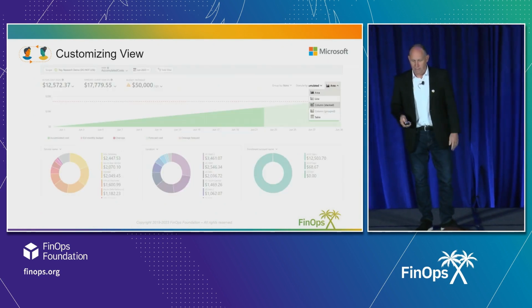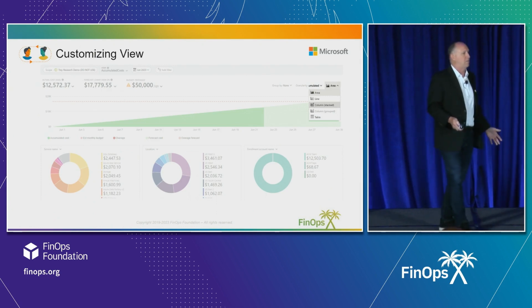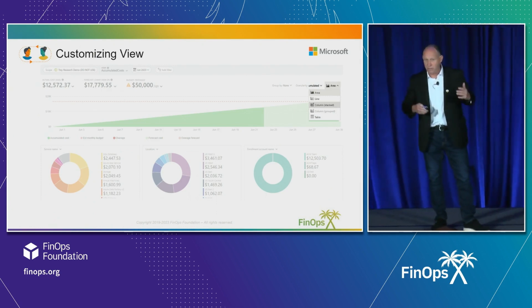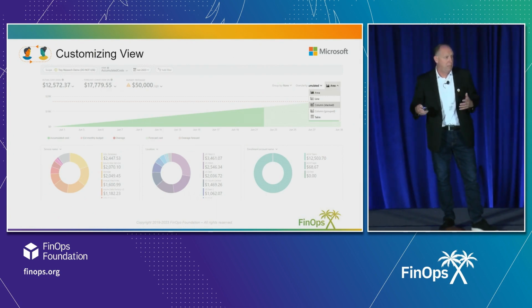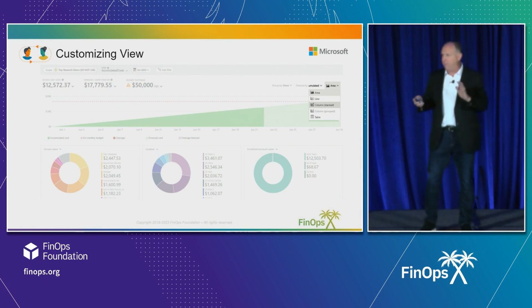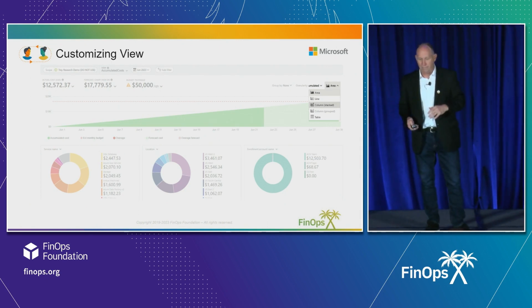But that's a starting point. So what you'll see from here is these are our customized views, and I have a lot of ways to slice and dice this data. I can change the presentation layer from this area graph to stacked line charts, whatever. So however you want to visualize it, a lot of flexibility there.